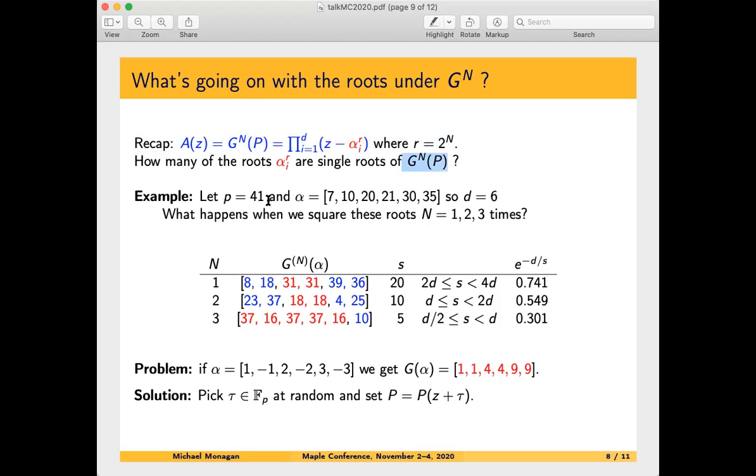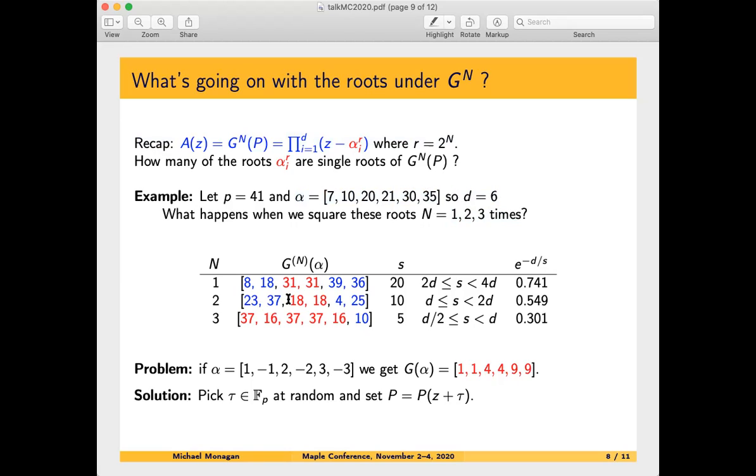Let's consider an example. I've chosen an example where the prime is 41 and I've got 6 roots. So the input polynomial has these 6 roots. So the degree of the input polynomial is 6. And we're just going to ask what happens when we square those roots. The Graeffe transform squares the roots. And we're going to square them once, then twice, then 3 times. And in this example, what you see is that when we square the roots once, 2 of the roots collide.